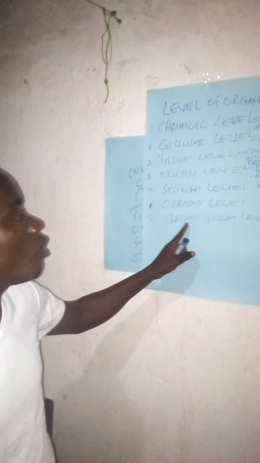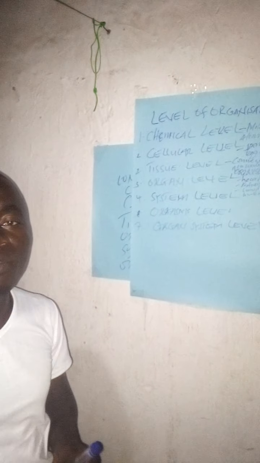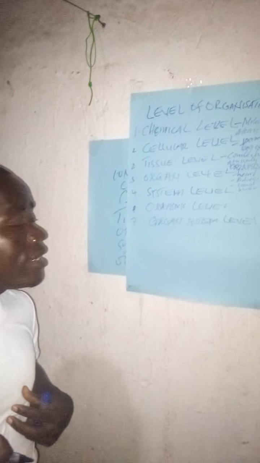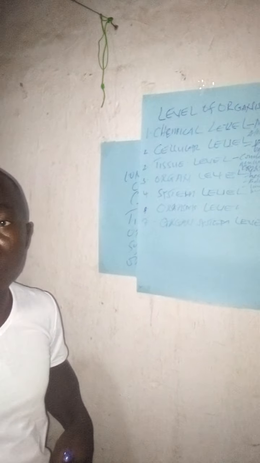They will have what we call the organ system. So the organ and the system work together. For instance, we have the liver, we have the lungs, and the system. The liver is part of what we call the digestive system.